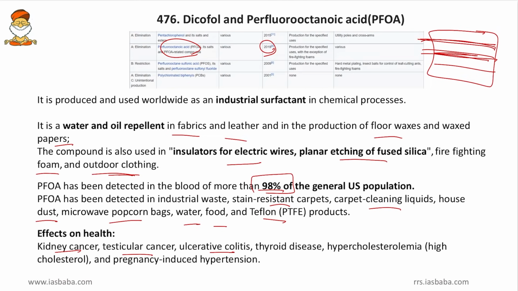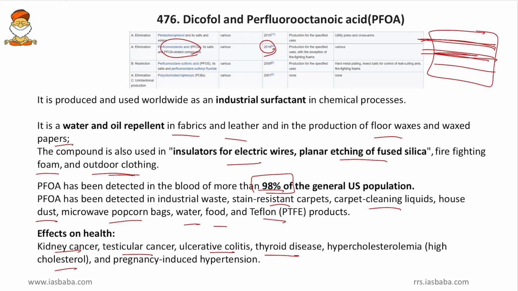So in the large intestine's last part, the colon, ulcers are made due to this perfluorooctanic acid. Then thyroid diseases: this will also result in an inefficient thyroid, and that results in less secretion of thyroid hormones. Then hypercholesterolemia, where excess cholesterol will be deposited in our body. So excess fats will automatically get deposited from whatever we eat.